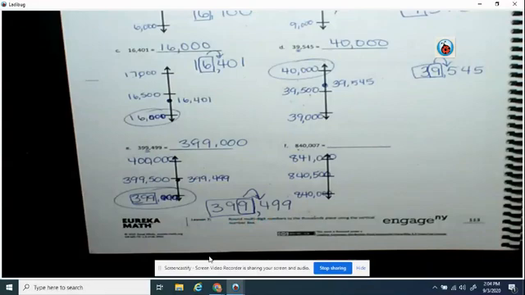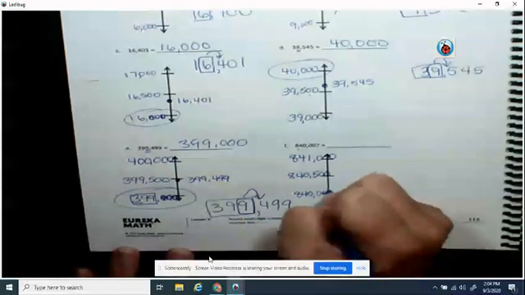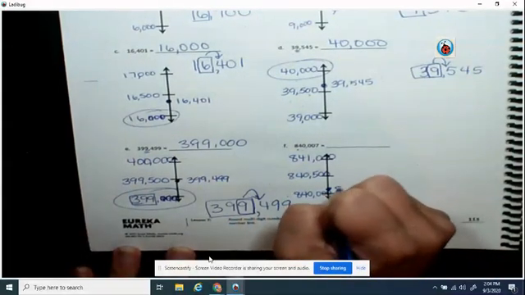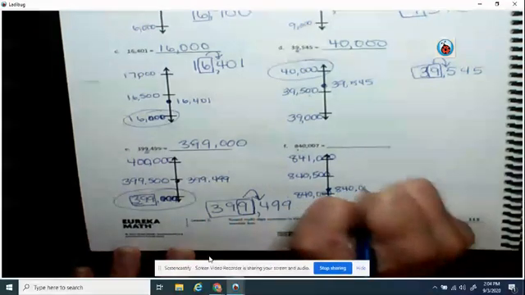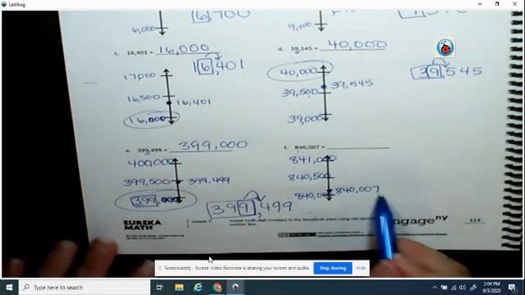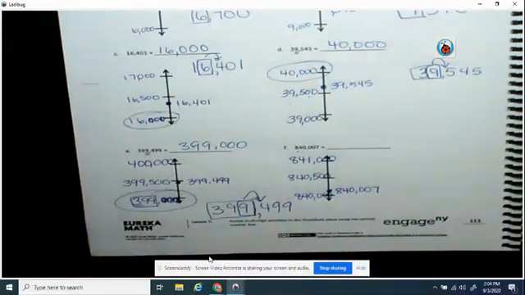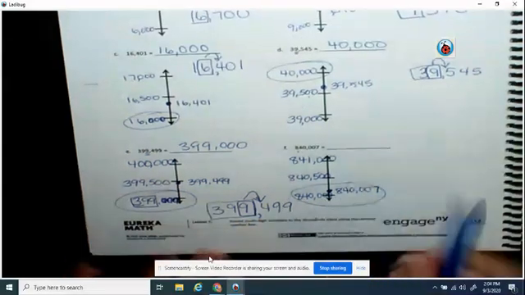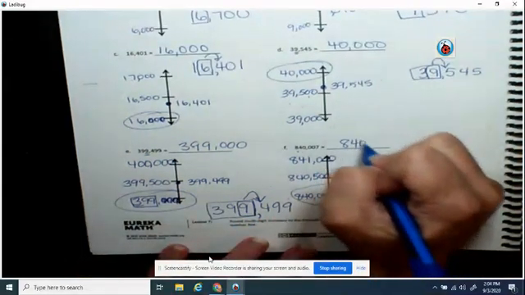And I have 840,007. Ooh, that's way down here. 840,007 is all the way down at the bottom because it's only 7. 7 is nowhere close to 500. Okay, it's way down at the bottom. So we're definitely rounding this down to 840,000.